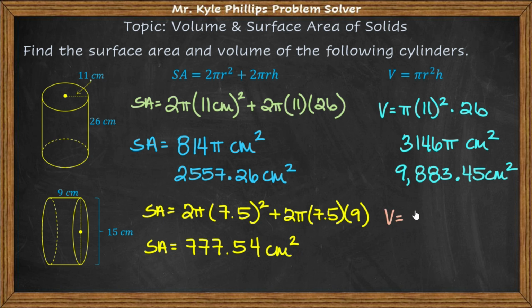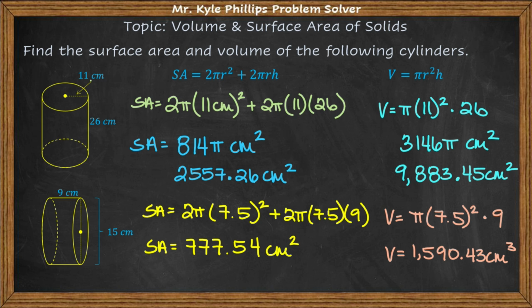Volume will be pi times 7.5 squared times 9. And my volume here, I'm getting 1,590.43, and this will be cubic centimeters.